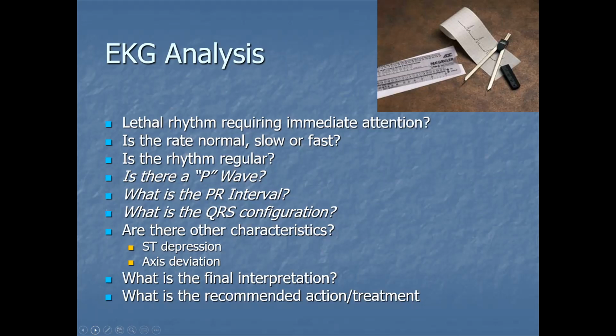What is the PR interval? Okay. What is the configuration of the QRS? Are there other characteristics: ST depression, axis deviation? We really don't spend a lot of time on axis deviation. It's potentially somewhat important. I author a review textbook for the MBRC exams. They spend a question or two talking about axis deviation, but for the sake of time limitations, I really didn't focus on that intensely for this presentation. What is the final interpretation, and what is the recommended action or treatment?